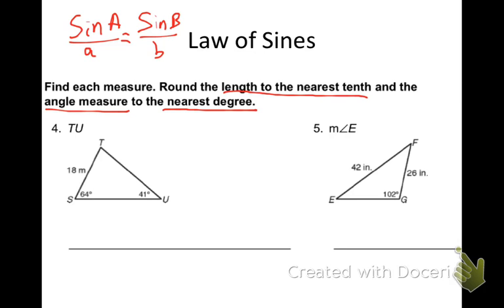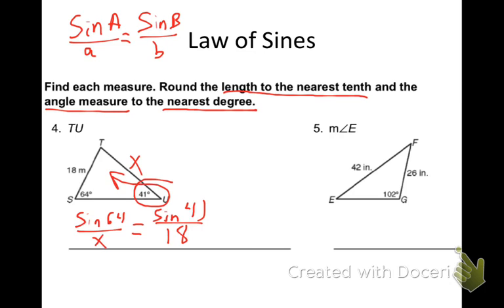Camden, what are you thinking, sir? Sine 64 over x. We'll call that x. Nice, and sine of 41 over, nice job, sir. Yep, sine of 64, because we're going opposite, equals the sine of 41 over 18.